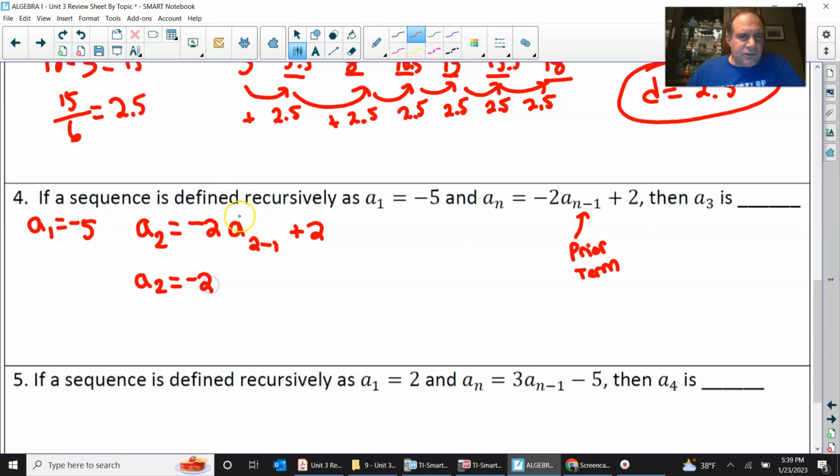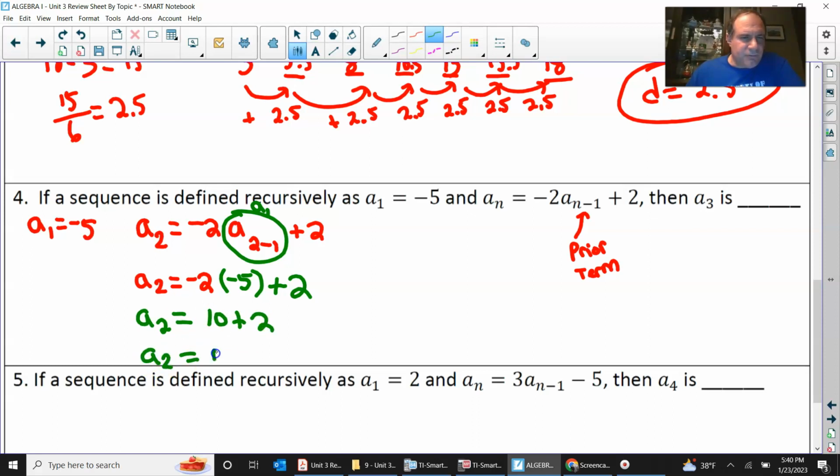Now I'm going to take a look at this. Negative 2 times this, right? This is a sub 2 minus 1, and a sub 2 minus 1 is a sub 1. A sub 1 they're giving you is negative 5, so I'm replacing this with a sub 1 and I'm just going to add 2 to it. So negative 2 times negative 5 is 10. 10 plus 2 is 12. So a sub 2 is 12.